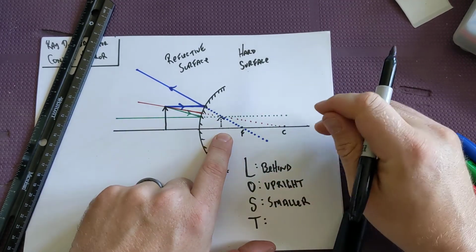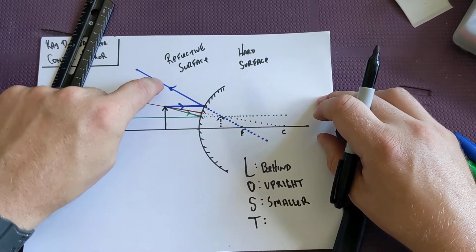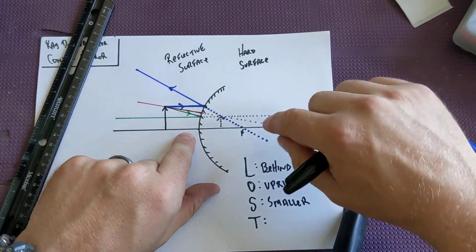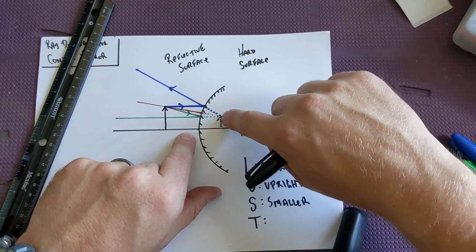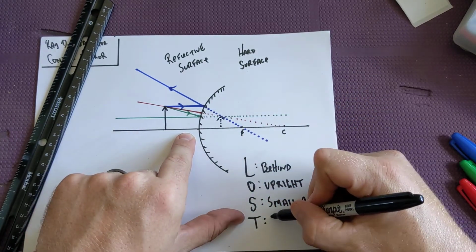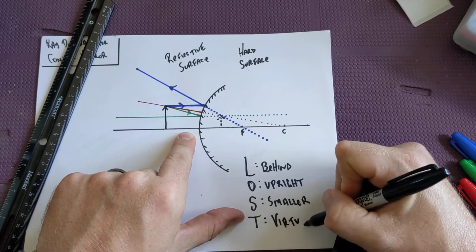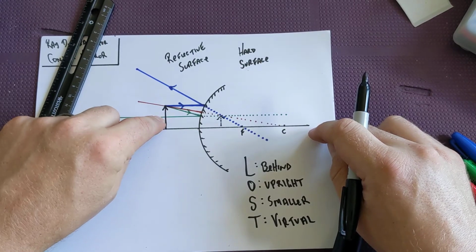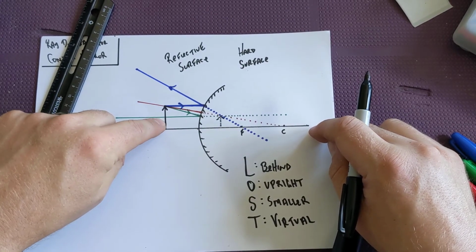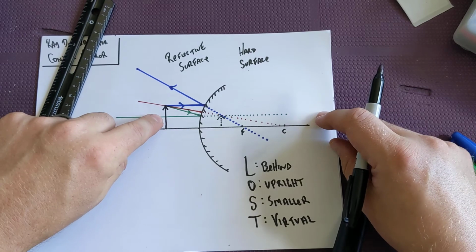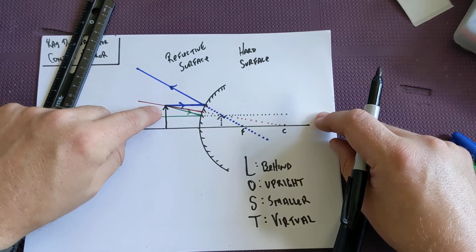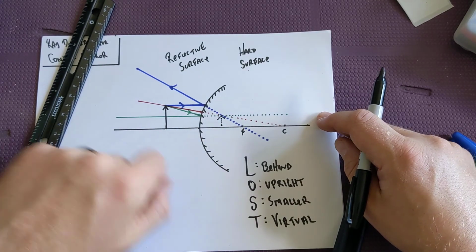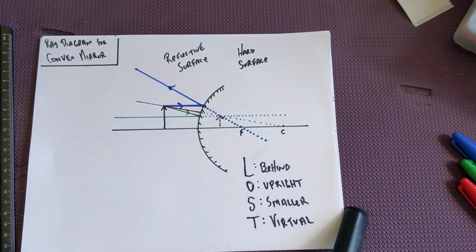And the type of image, we're going to look, do the reflected rays intersect? Nope, clearly they don't. But our imaginary reflected rays seem to intersect behind the mirror, so we're going to have a virtual image. So if we're standing over here looking at this object, it's going to look like this object is smaller than it actually is, and that it's inside or behind the mirror. So that's our ray diagram for a convex mirror.